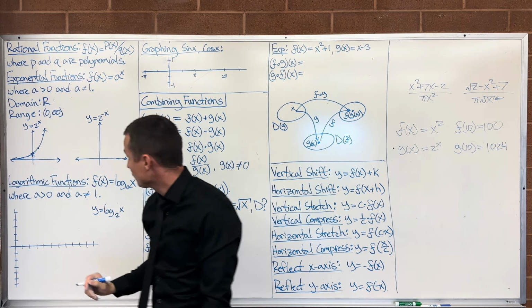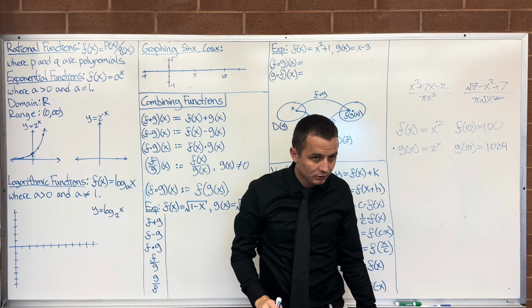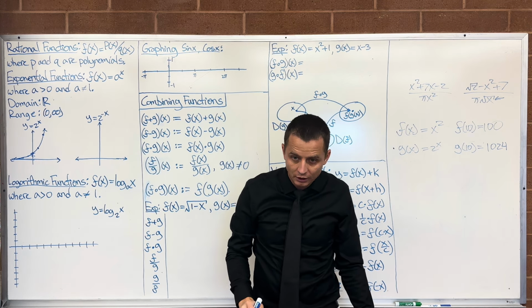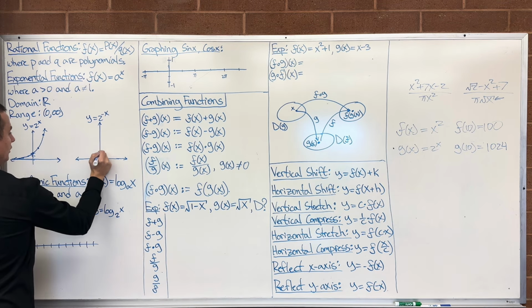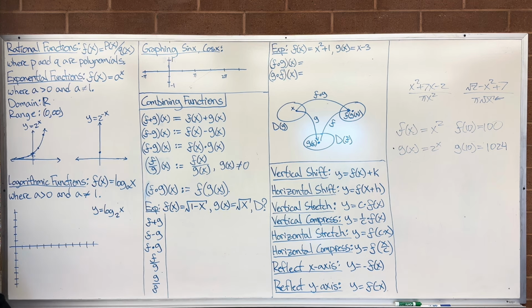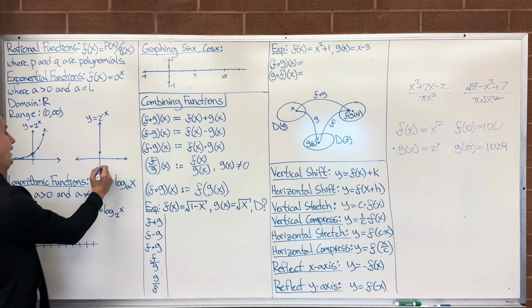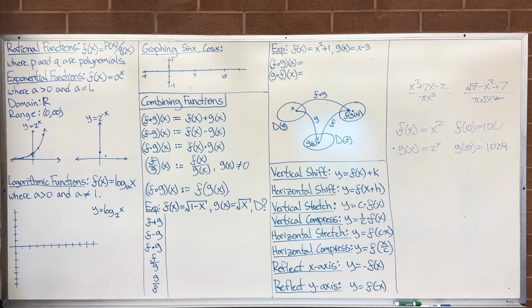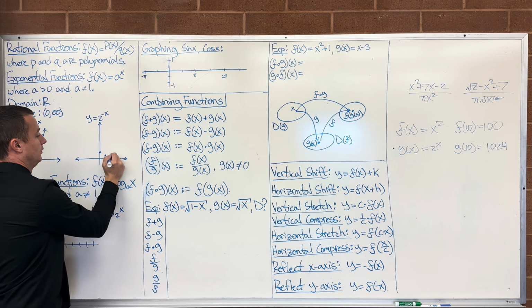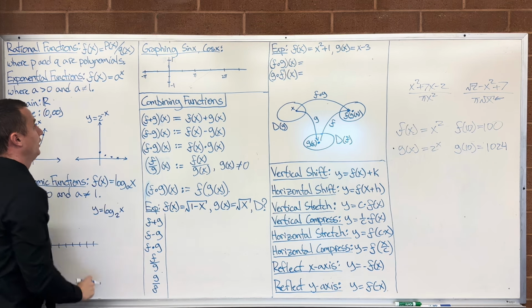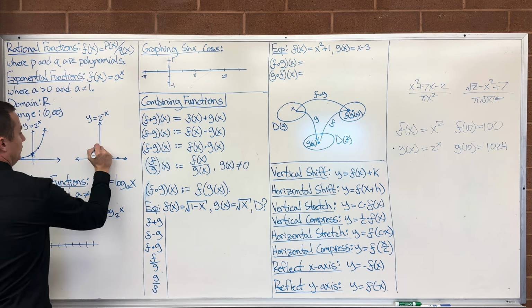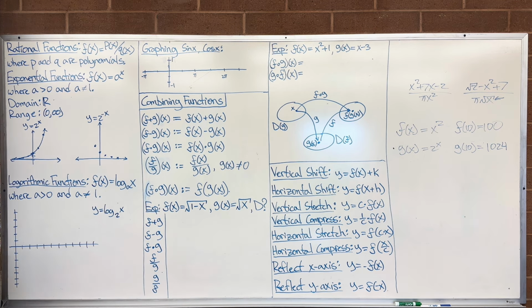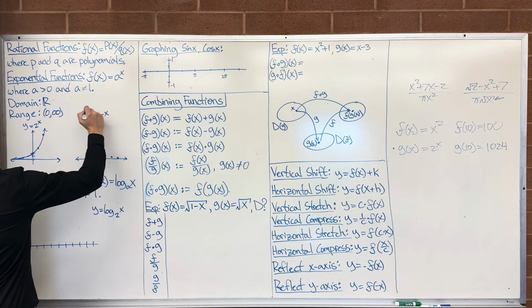Now let's look at 2 to the -x. Plug in 0, what do we get? 1. Plug in 1, what do we get? 2 to the -1 is 1/2. Plug in 2, what do we get? 1/4, 1/8, 1/16, and so on. Plug in -1, what do we get? 2 to the -1 reversed, we get 2. Plug in -2, we get 4, and then 8.